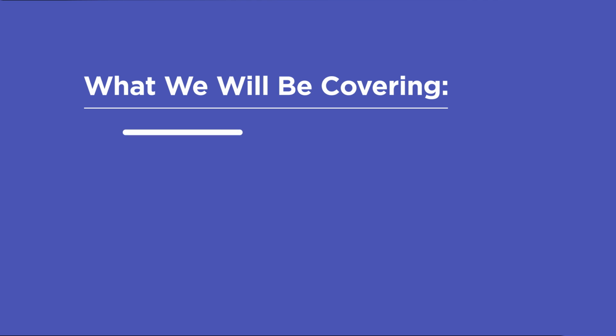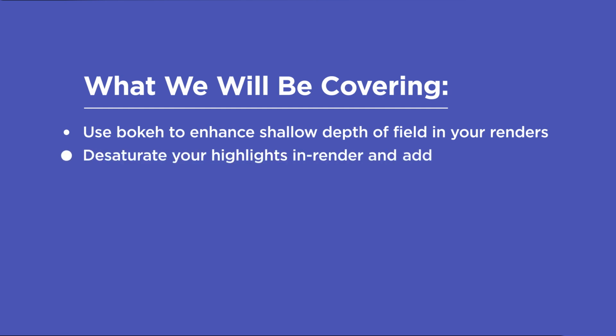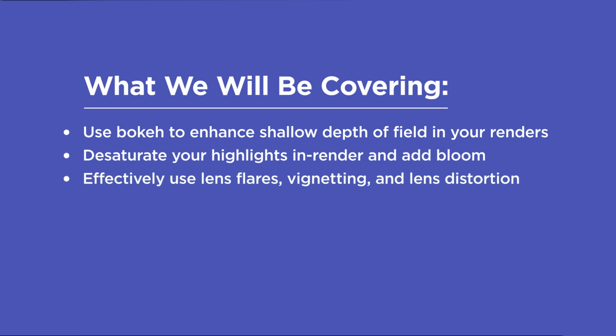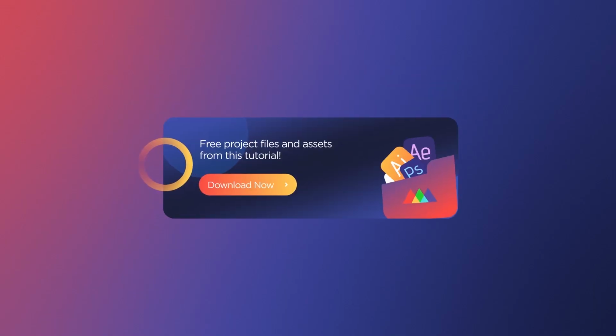I'm going to help you make your renders better. In this video, you'll learn how to create various types of bokeh to enhance the shallow depth of field in your renders and simulate different kinds of lenses, desaturate your highlights in render and add tasteful amounts of bloom, effectively use lens flares, vignetting, and lens distortion, and add in effects like chromatic aberration, motion blur, and film grain.